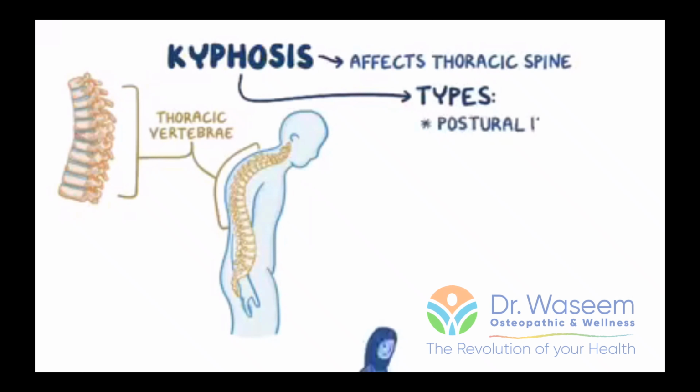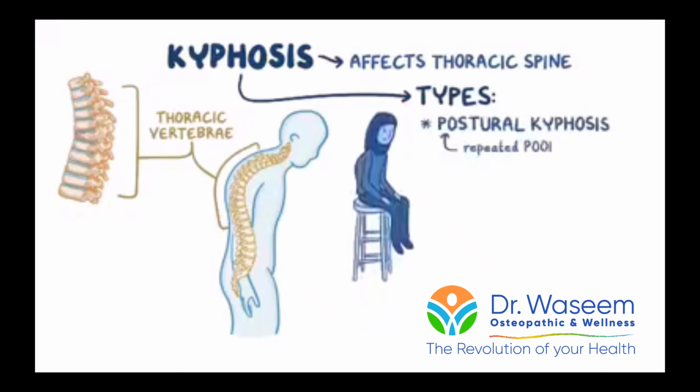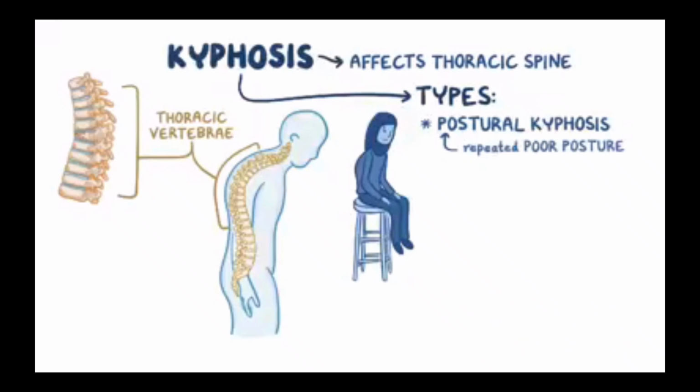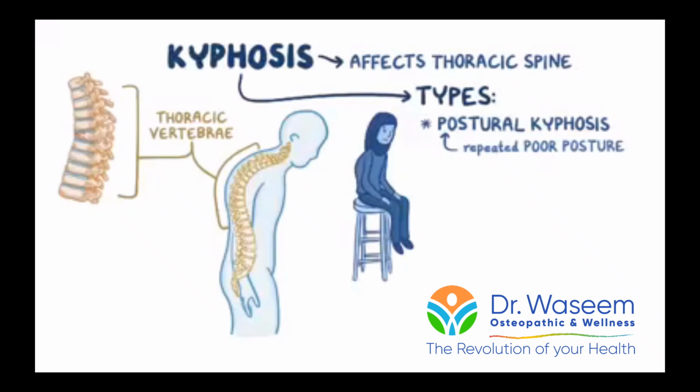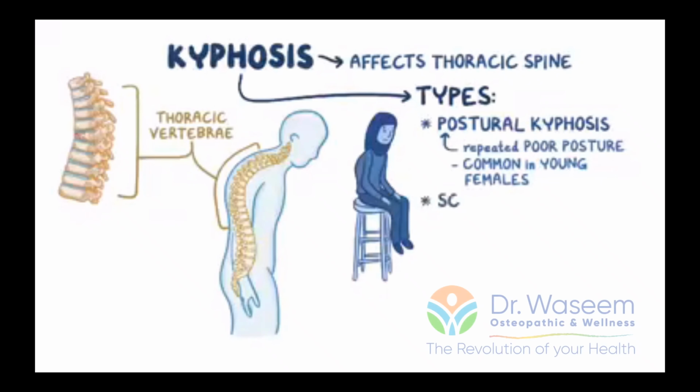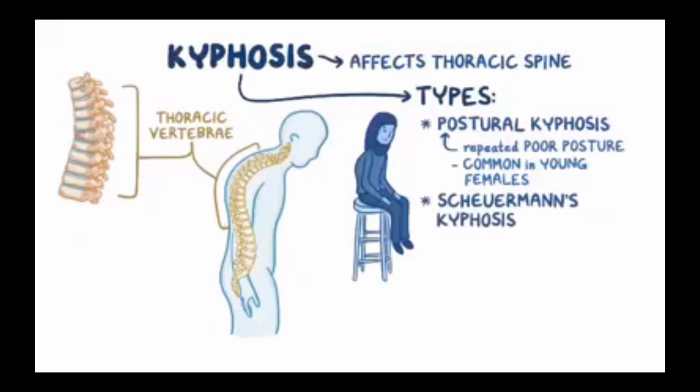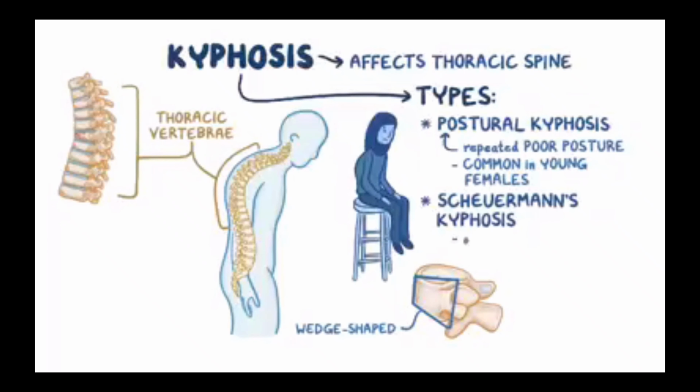First, there's postural kyphosis, which arises from repeated poor posture, like slouching for a long time. Postural kyphosis is most common in young females. Second, there's Scheuermann's kyphosis, which is when the vertebrae get structurally deformed and become wedge-shaped for an unclear reason. This is often associated with scoliosis, and it's referred to as kyphoscoliosis.